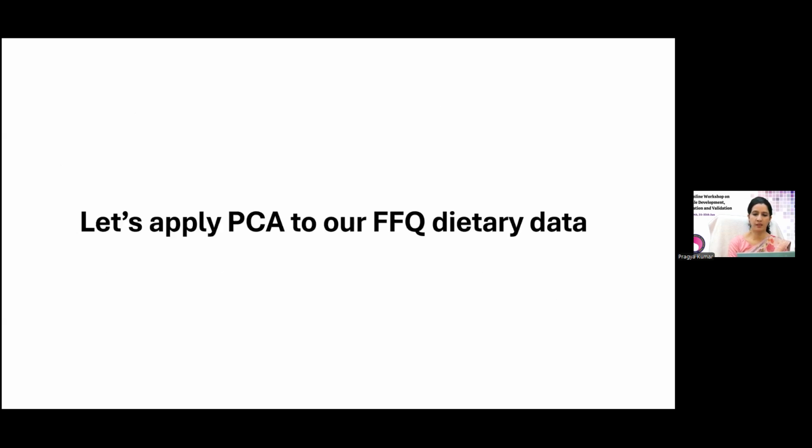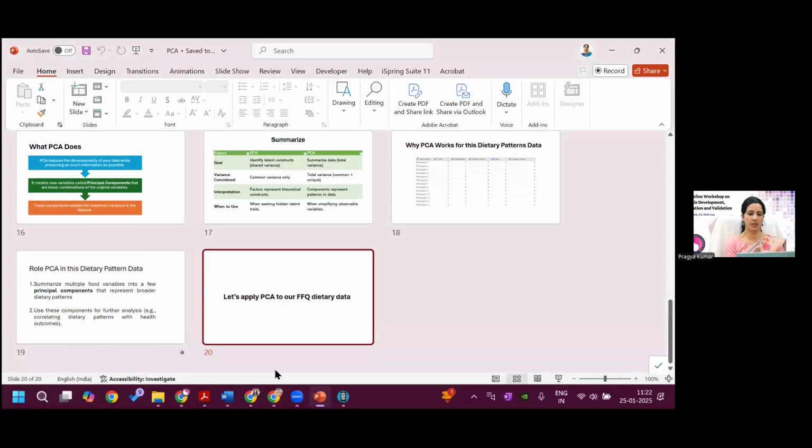So now let's see how to do this PCA on the data set. So I'll first show the articles.